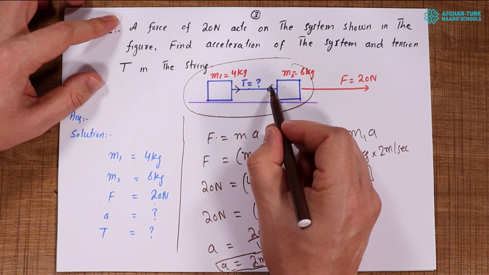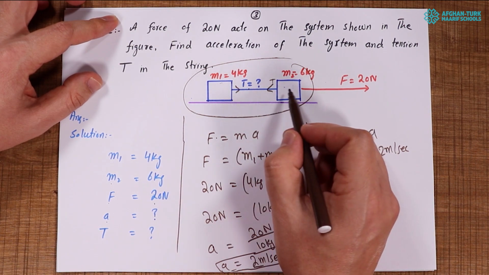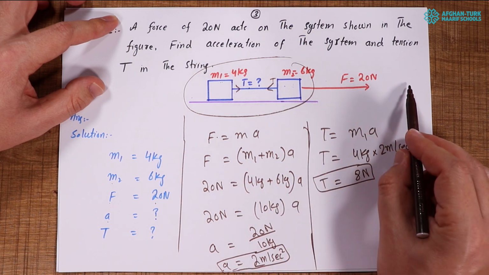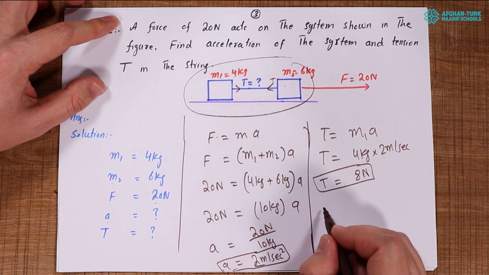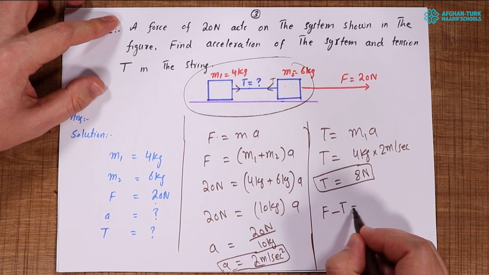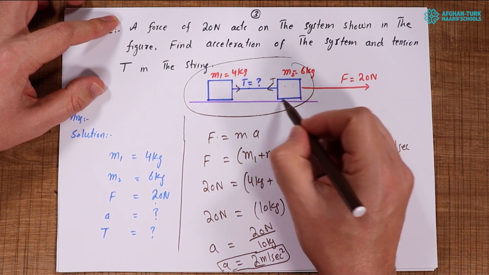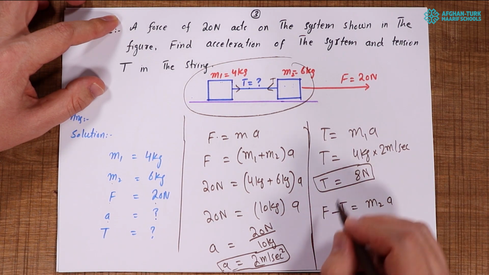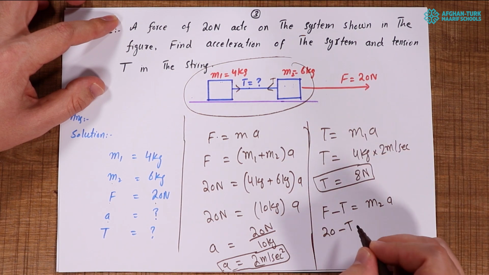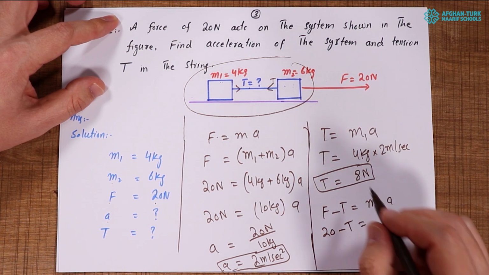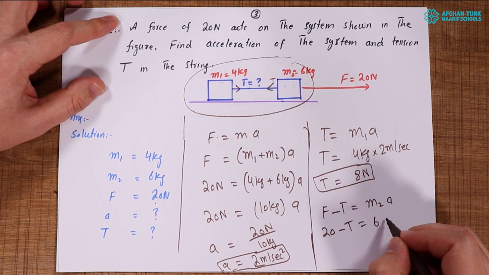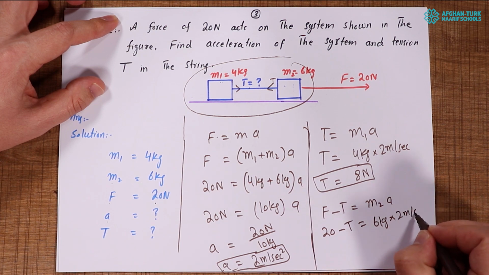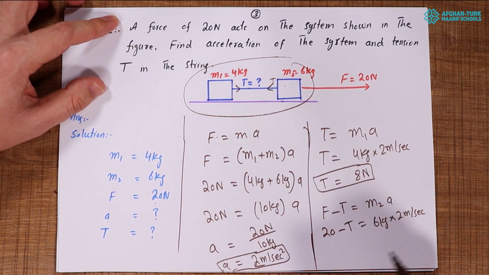If I want to find the tension force from this side, let's see how these are equal. This is the positive side force, and the tension is the negative side force. So I can write F minus T is equal to the mass on this side, which is m2a. So this is 20 Newton minus T, and I want to find this. m2 is 6 kg and acceleration is 2 meter per second square. Acceleration will be the same for the whole system.